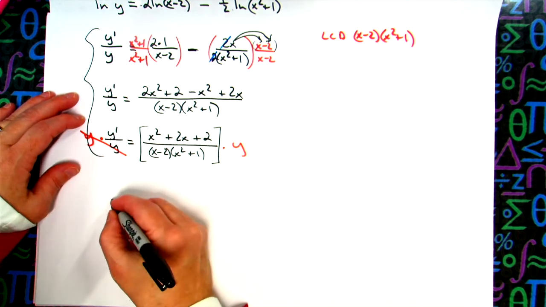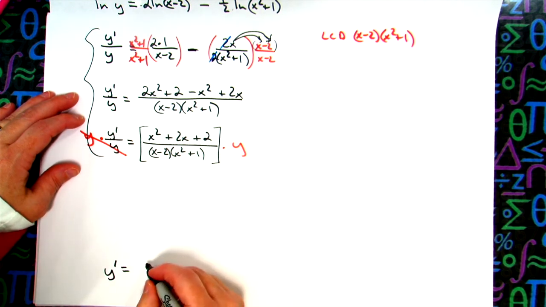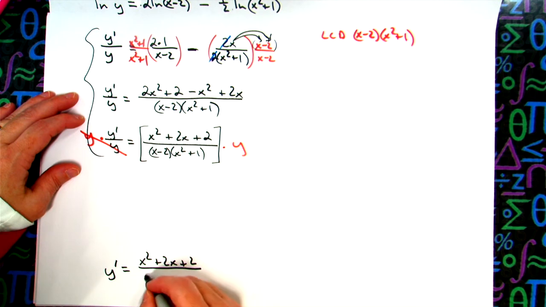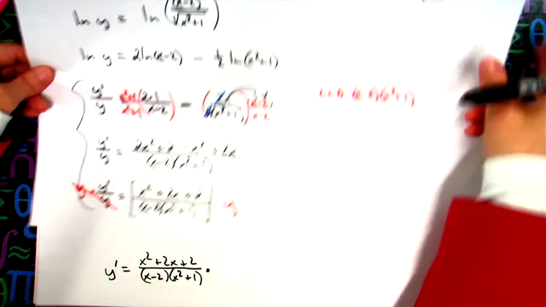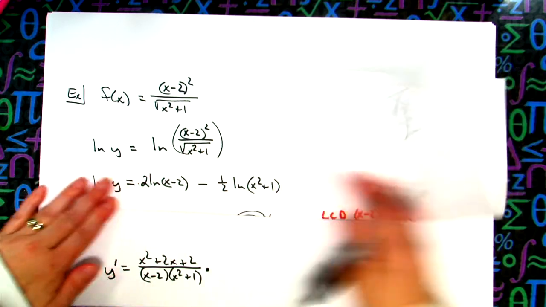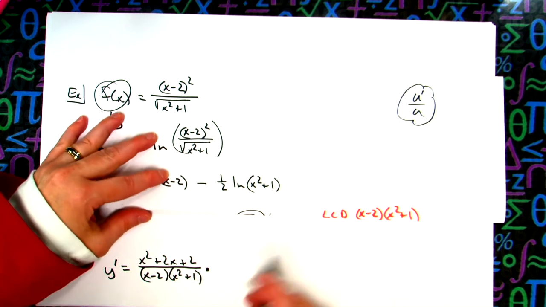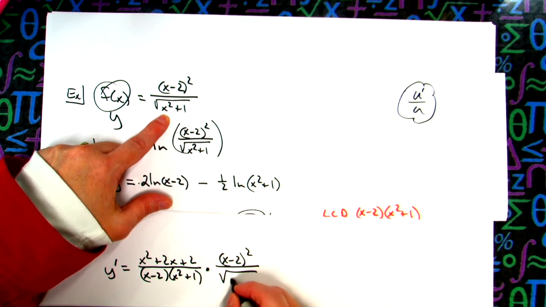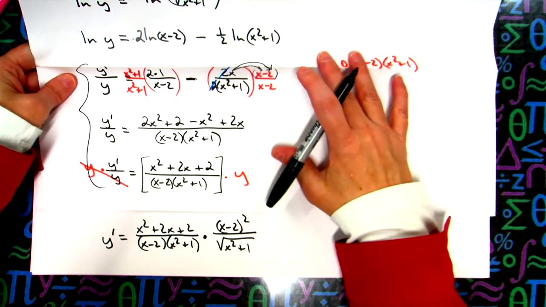So my final answer is going to be, I'm going to come all the way down here so that I can pull that down a little bit. y prime is going to be equal to, leave this yucky thing, x squared plus 2x plus 2 all over x minus 2 times x squared plus 1. Okay, now replace y. Come back up here. What was my y? My y is this. So I'm going to replace that y with x minus 2 to the second power all over the square root of x squared plus 1. Now, technically, that is your answer.